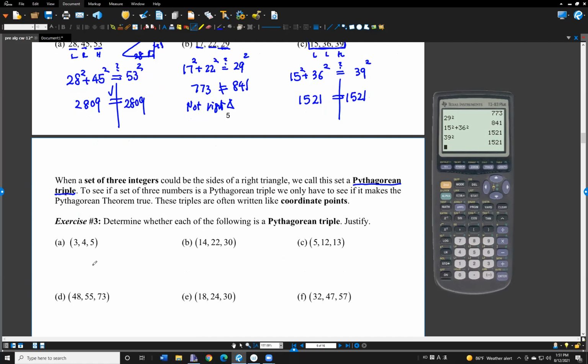Now we check it out. Are all these numbers a Pythagorean triple or not? How to check? All three numbers must satisfy the Pythagorean theorem. This is the hypotenuse, the longer side. So 3 squared plus 4 squared equals 5 squared. We have to check it out. 3 squared is 9, 4 squared is 16, total is 25. Right-hand side, 5 squared is 25. Yes, that's true. So this 3, 4, 5 is a Pythagorean triple.